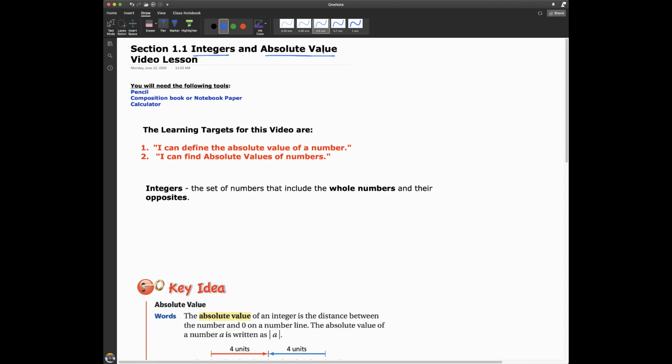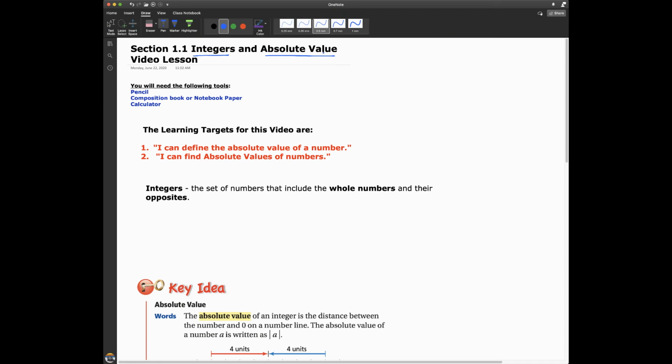So as always, you'll need a pencil, composition book, or notebook paper to take notes, and you should be taking notes while you're watching this video. You can always watch it again, but you should be taking notes in a composition book. It helps get this information to kind of stick in your brain, hopefully into your long-term memory. That's our goal, is to get this information into your long-term memory.